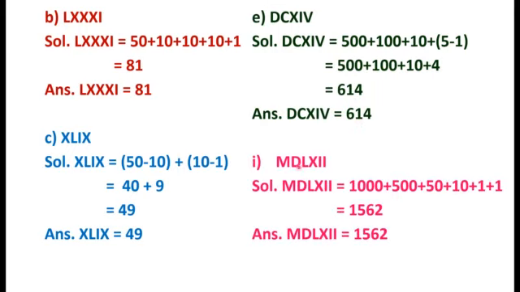The next question again says MDLXII. So you can see here, children, M has the value 1000, D is 500, L is 50, and then X is 10, and II, that means 1 plus 1. All the numbers are coming one after the other, means the bigger one is coming first and the smaller one is coming afterwards. That is why we have added all the numbers over here. So when we add all this, we will get 1562.